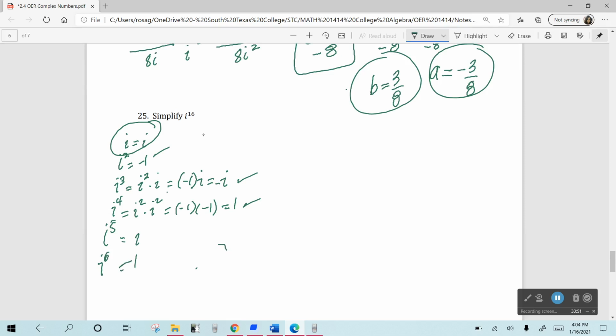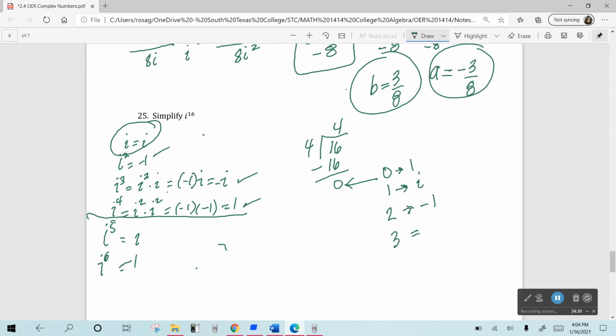Now the way you do this is dividing by 4. It's kind of like using remainders. You only know up to here. And then if you get 16 divided by 4, that gives you 4. You're looking at the leftover. And I'm doing the division like an old-fashioned division. So you're looking at this one. If you get 0, it's 1. If you get 1, it's I. If you get 2, it's negative 1. If you get 3, it's negative I.